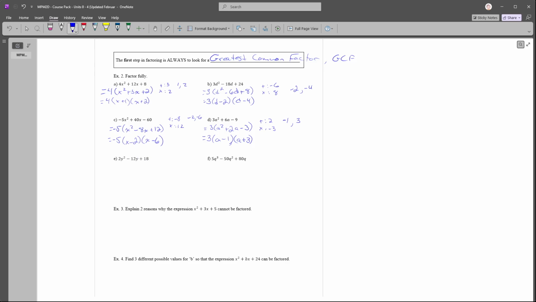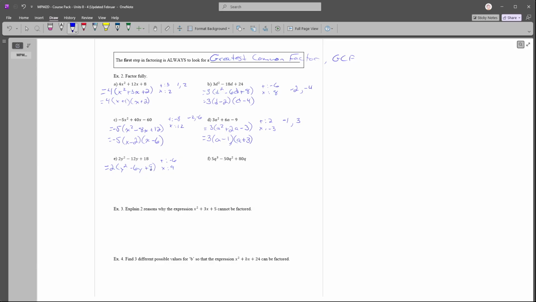Okay, in this case, what can we take out? The only thing we can really take out here is the 2. So let's take it out. So we have 2. And then we're going to end up with y squared minus 6y plus 9. All right, so we need two numbers that add to negative 6, and they multiply to 9. So the 9 is positive, which means they're both going to be the same sign. The negative 6 is a negative, so that means they're both going to be negative values.